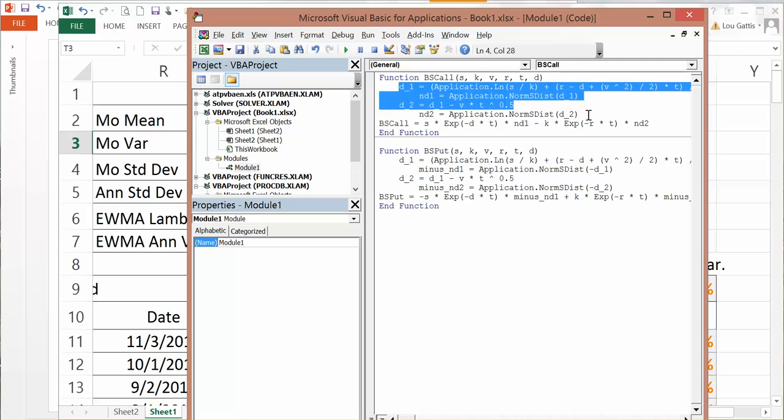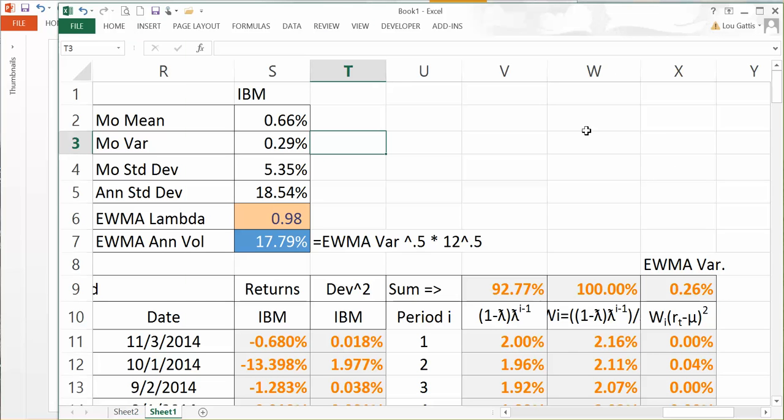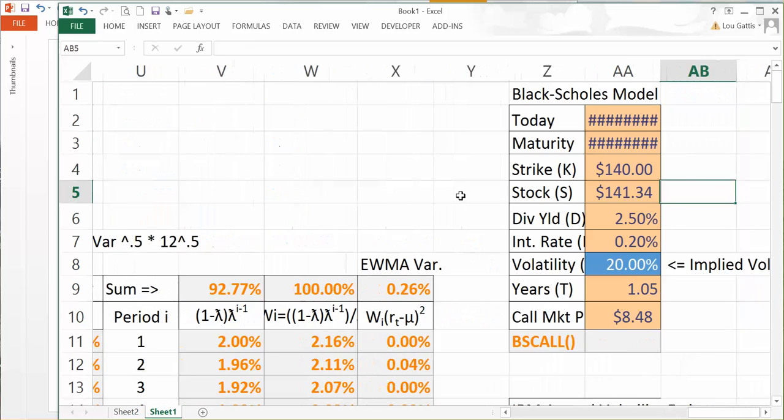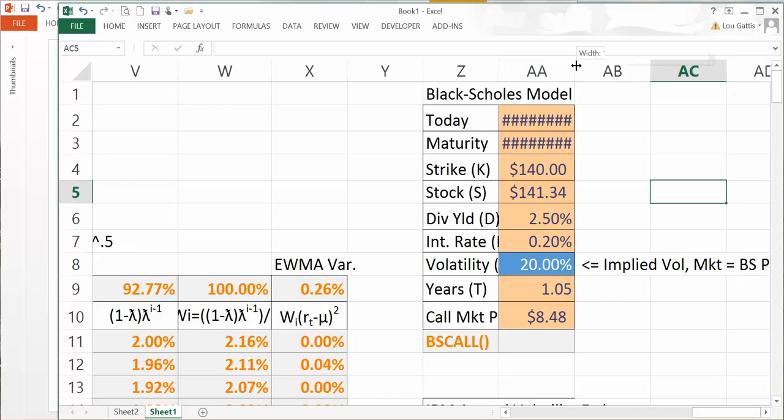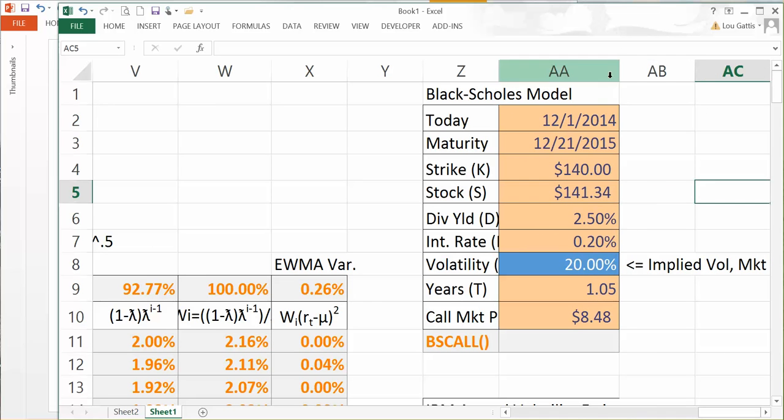This is the mathematics for Black-Scholes. I'm going to then close that. And I have data that I collected for an option on IBM.